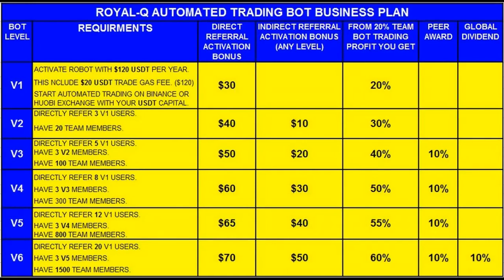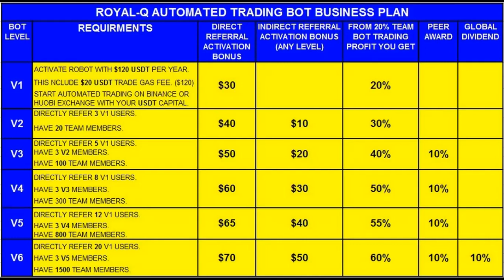All right? Now, for any activation you make as a V4, you get $60. You also get $30 from the indirect. And the trading, you make 50% of the company's 20%. Then you also get the peer reward. Now, for you to unlock your level 5, you have to become a V5 leader.